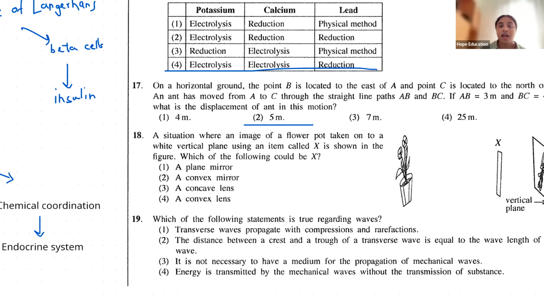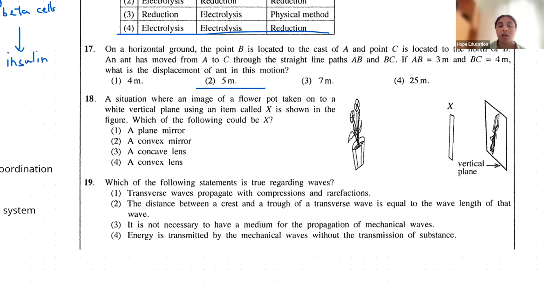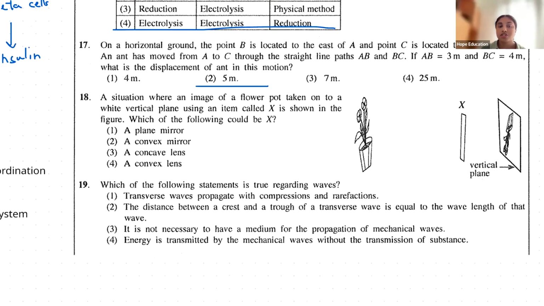A situation where an image of a flower pot taken onto a white vertical plane using an item called X is shown in the figure. Which of the following could be X? What are the answers you got?